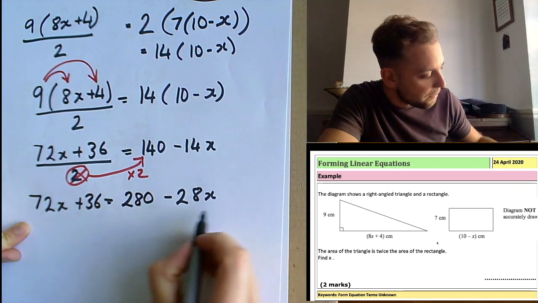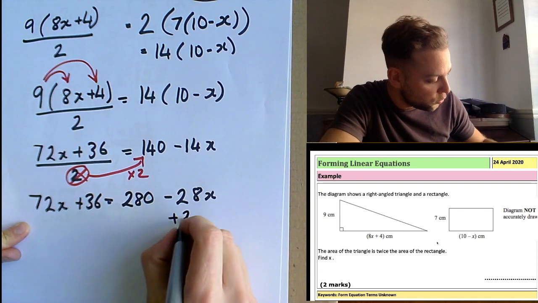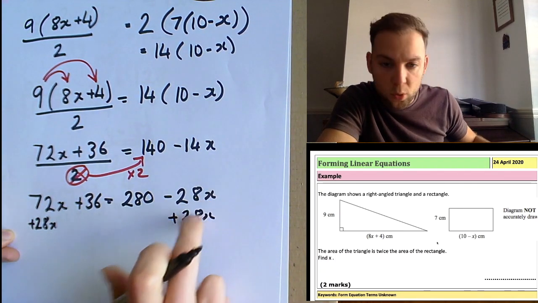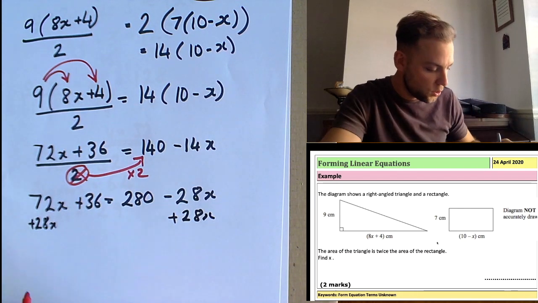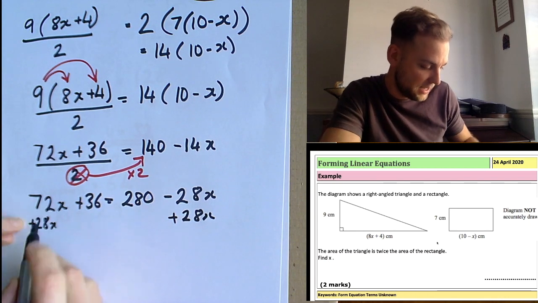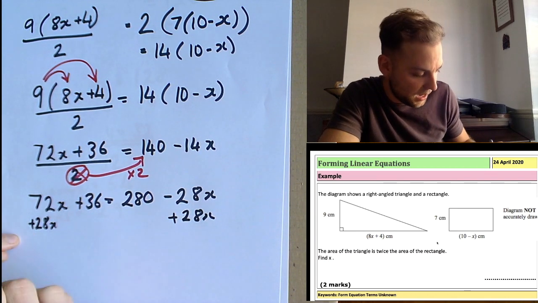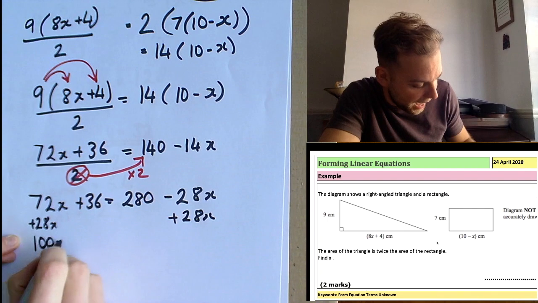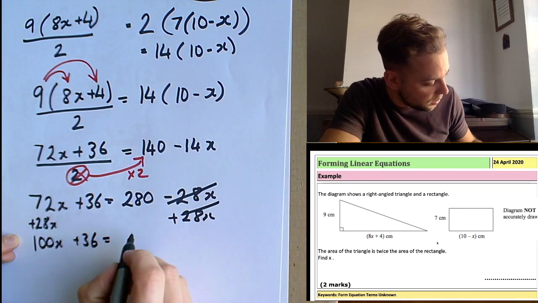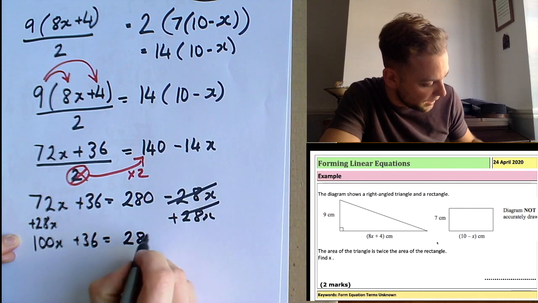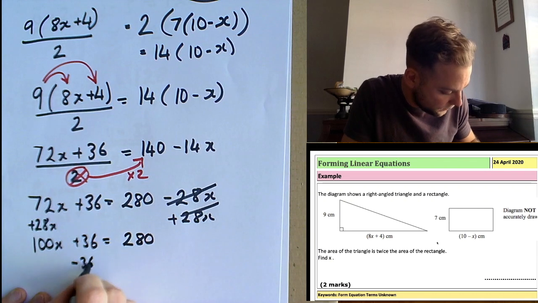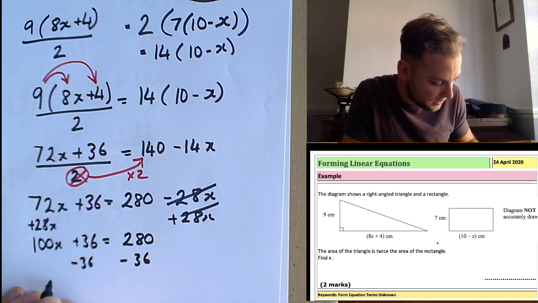So, minus 28x, so I'm going to plus 28x, plus 28x, get rid of the smallest value of x first. So if I plus 28 to this side, well, 72 plus 28 is equal to 100x. Plus 36 is equal to, they're going to cancel, so that's going to be 280. Minus now the 36. Minus 36, minus 36.